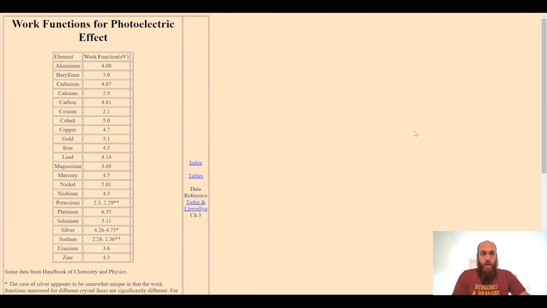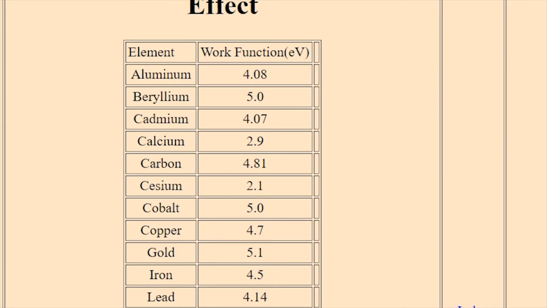Let's do one more of these and call it a day. So let's say that we have calcium as a sample we're shining light at. And we can see on Hyperphysics that calcium has a work function of 2.9 electron volts. Try to calculate how much energy would be required to just overcome that work function for calcium, and use that to figure out what type of light we would have to shine at calcium in order to overcome this work function.